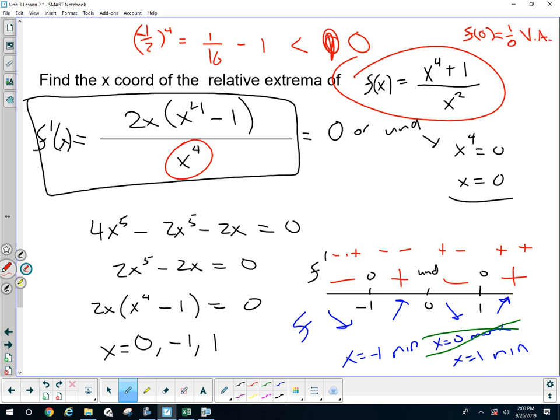So actually, we don't have a point at 0. We have a vertical asymptote at 0. So this is not a max because there's no point whatsoever. If it was a sharp point, we would see a function value there.